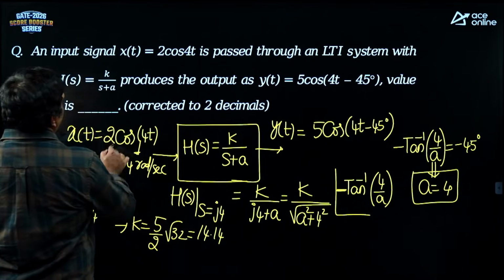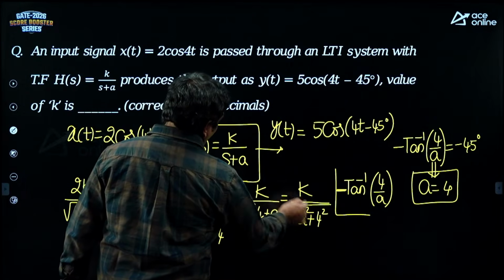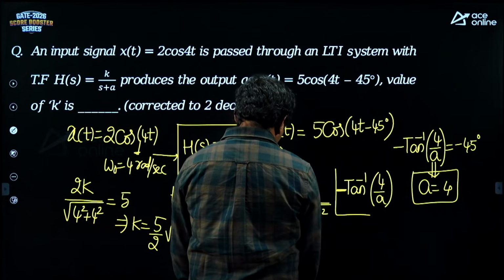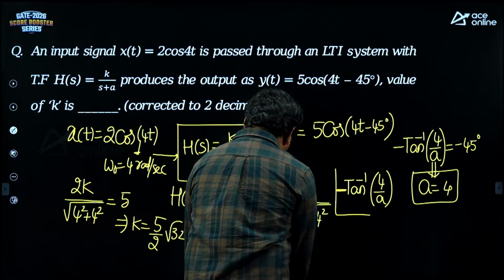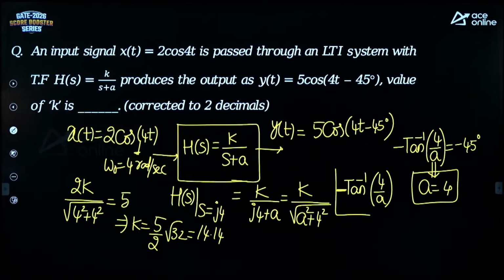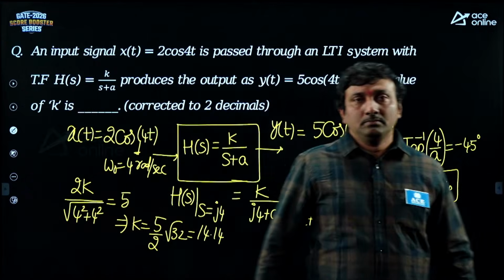Input side amplitude is 2, system magnitude response is k by root a square plus 4 square. How did we get the a value? Based on the phase angle. Based on the phase angle we got that result. Then you do the simplification. This is also one standard model.